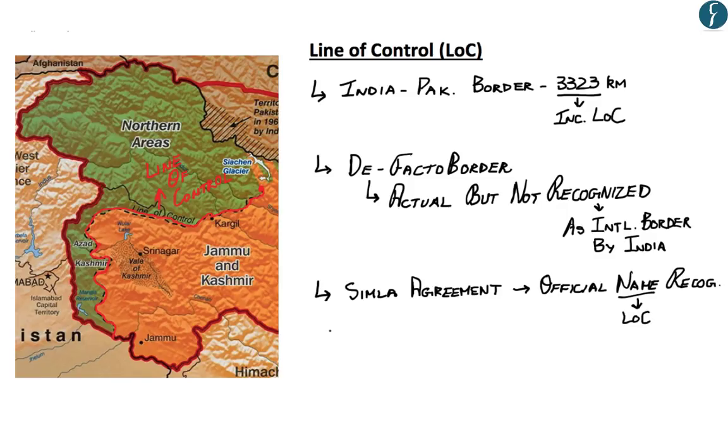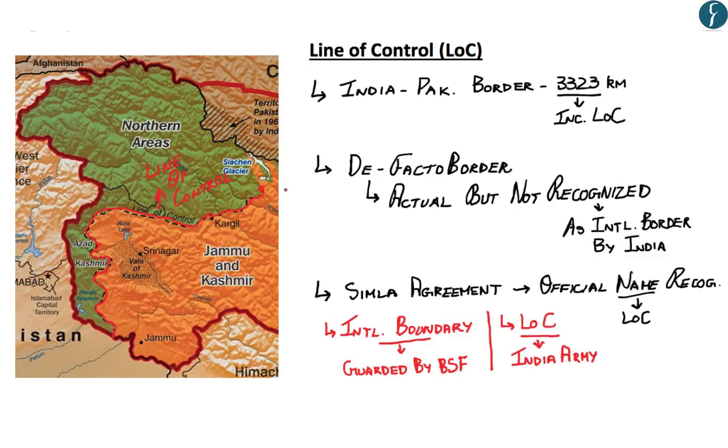Now there is one primary difference between the international border between India and Pakistan and the line of control, and this difference can be asked in your prelims examination. The international boundary between India and Pakistan is guarded by the Border Security Force or the BSF, while the line of control is guarded by the Indian Army. Hopefully up till here, you have a pictorial understanding of the line of control. You also understand why it is called the de facto border, how LoC got its name, and what is the difference between the international boundary between India and Pakistan and the LoC.